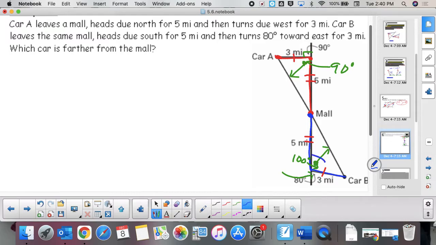100 degrees is bigger than 90 degrees. So the side opposite 100 degrees is larger than the side opposite the 90 degrees. So that would have to be my smaller side. So which car is further away? This is my larger distance. So it is car B.